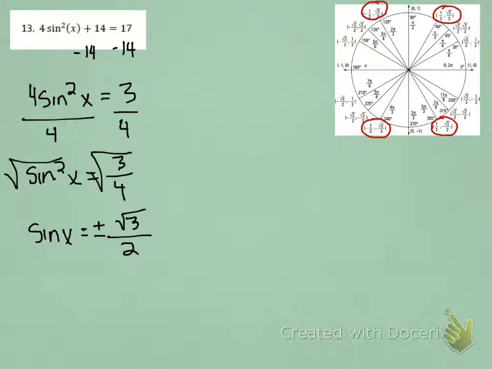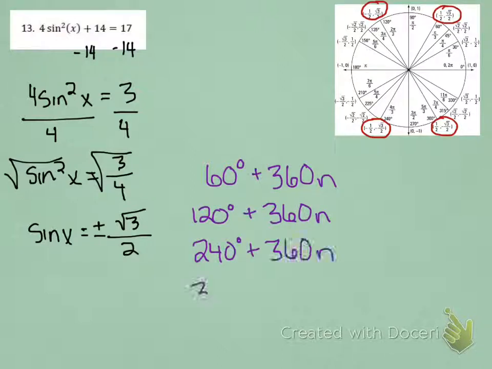The directions say that you can show your answer in degrees or radians, so for this one I'm going to go ahead and show the answer in degrees. And there's our solutions that match with those 4 spots on the unit circle.